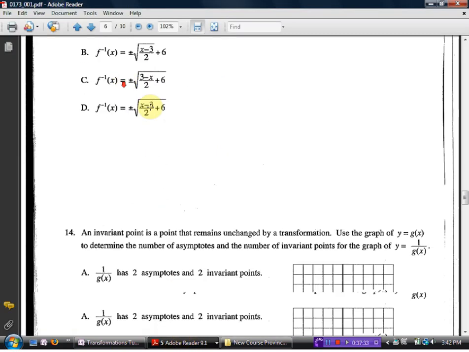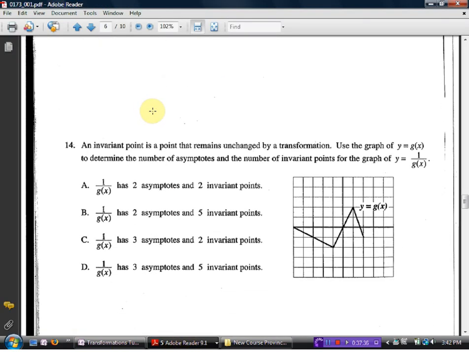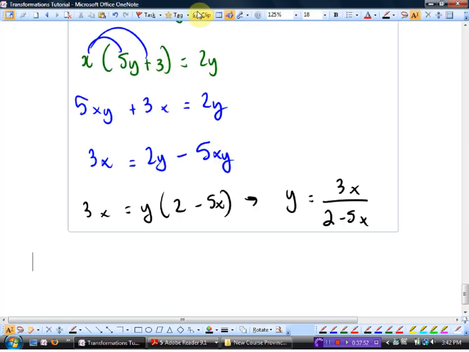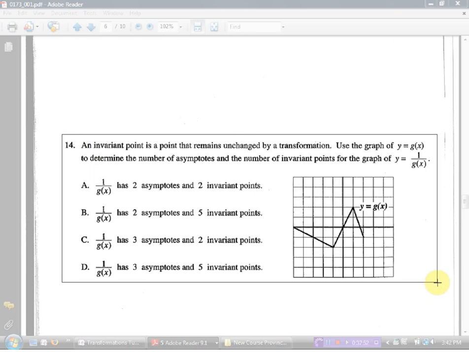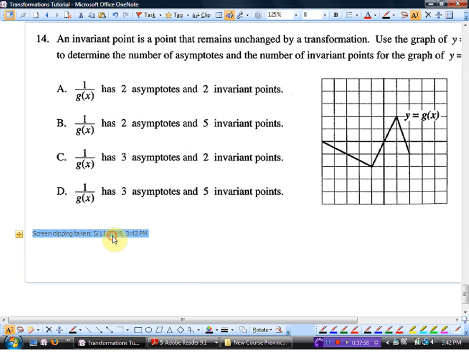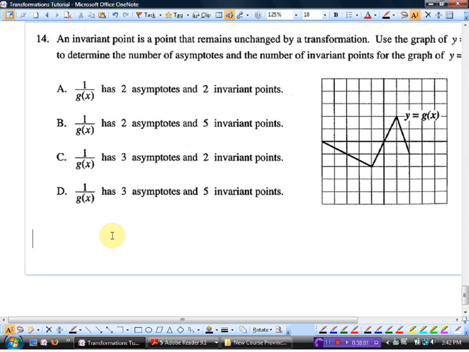Back to our little handy-dandy test. An invariant point is a point that remains unchanged by a transformation. Use the graph of y equals g of x to determine the number of asymptotes and the number of invariant points for that graph. How about, just to practice, maybe we graph this.